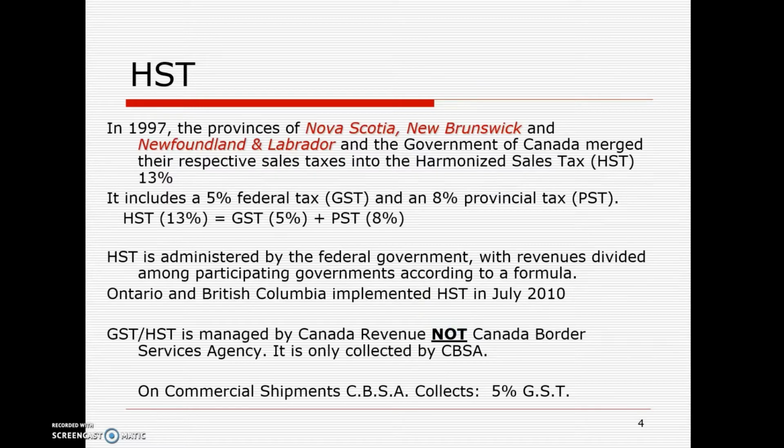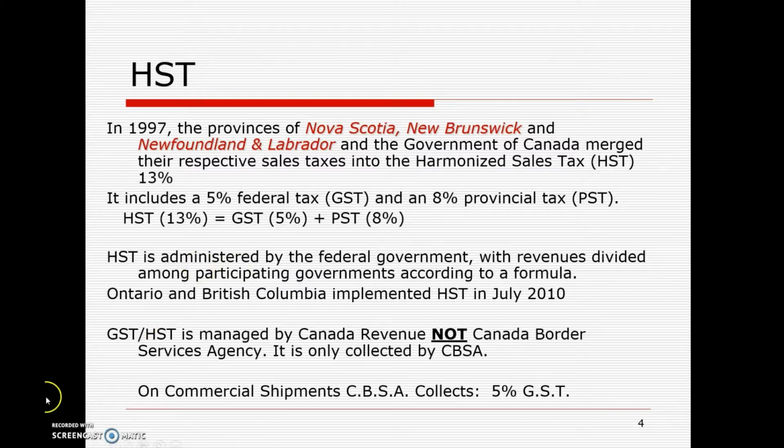So, in 1997, the provinces of Nova Scotia, New Brunswick, and Labrador merged their respective sales taxes into one tax, HST. So it includes a 5% GST and an 8% provincial sales tax called HST. So HST is 13%, and it is 5% GST and 8% PST. Okay, and this HST is administered by the federal government. So in Ottawa, Justin Trudeau's government administers HST.